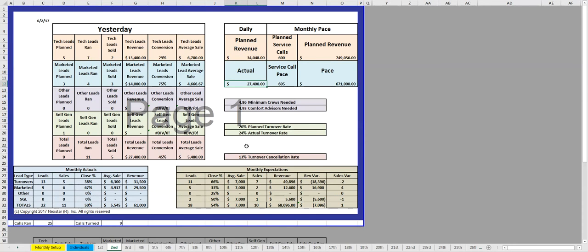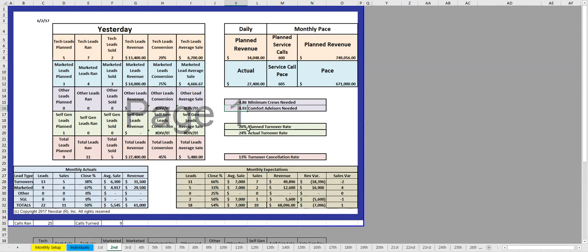Our calls fell down some, so our pace dropped. We're still pacing above what our service calls should be. We still should do 749,671, which we're on track to do. Again, we need 4.86 crews. And I'm going to keep reminding you every day, you should have 4.93 company advisors. You only got 4, you need to add 1.